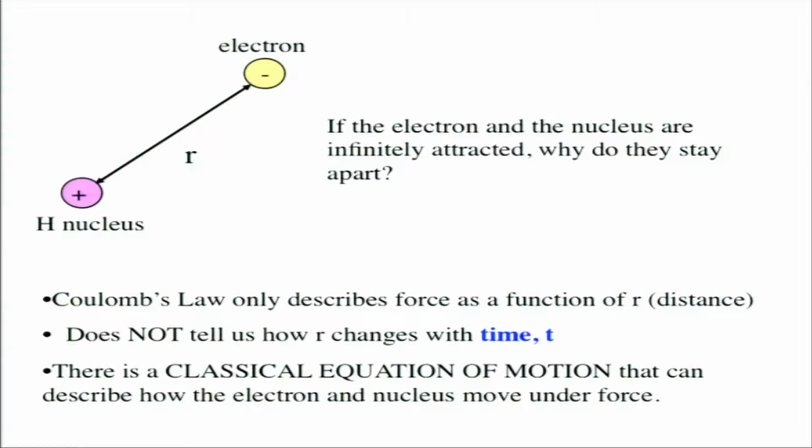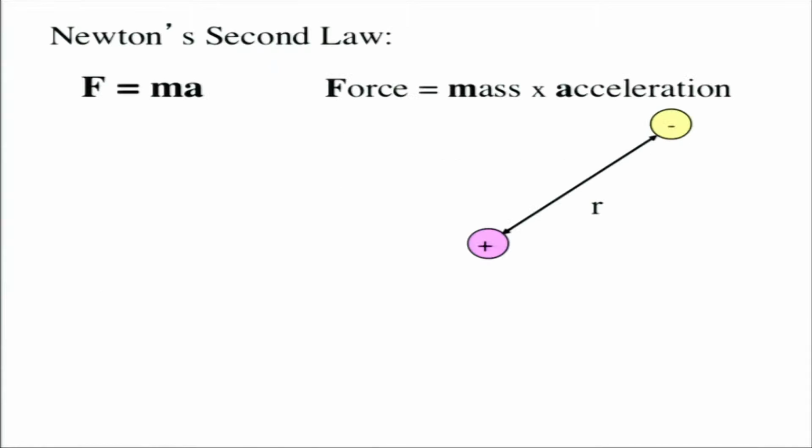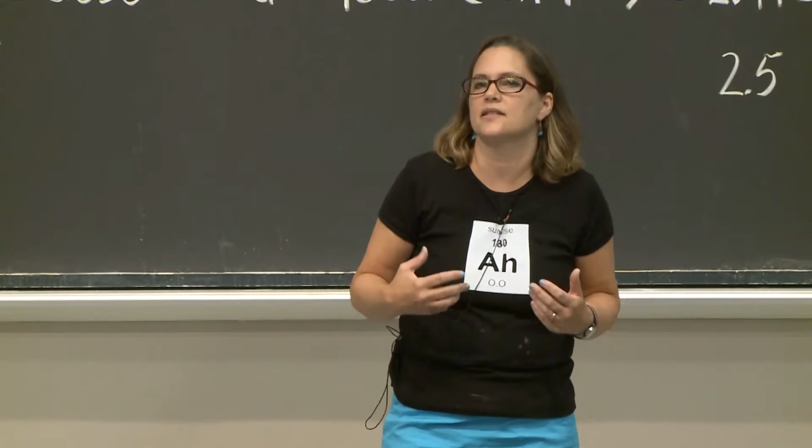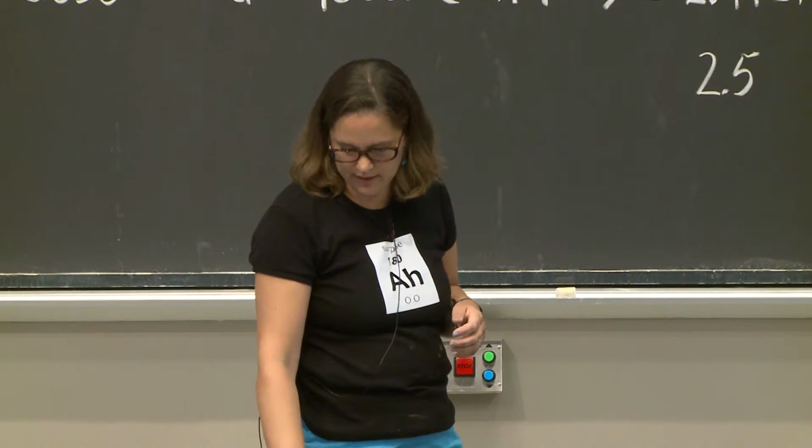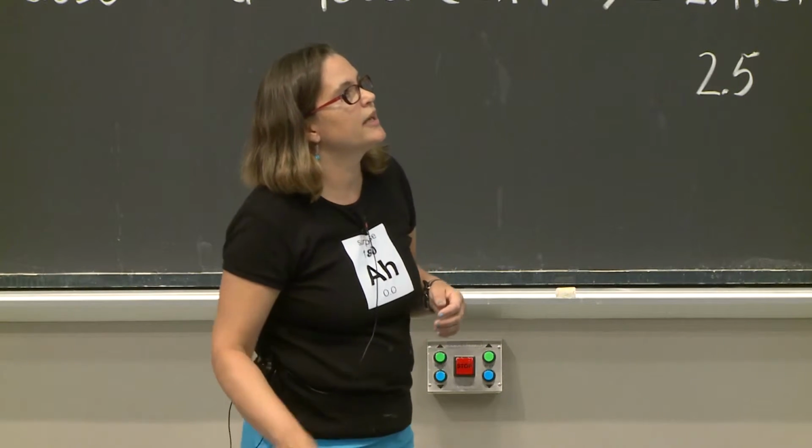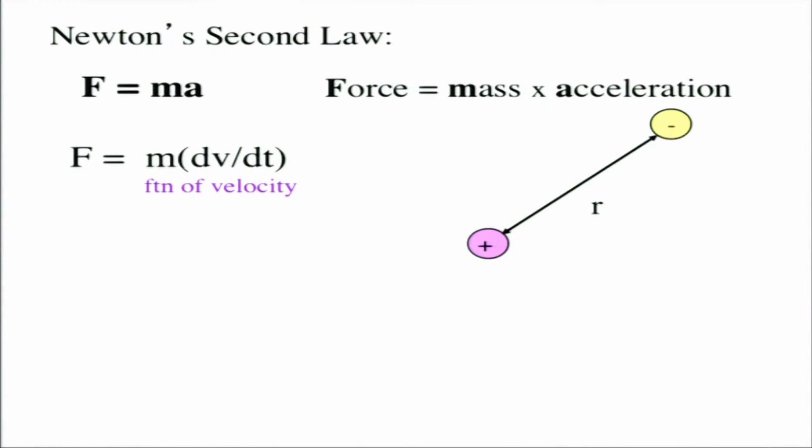We need a classical equation of motion that can explain how the electron and the nucleus could move under force. So we have our good friend, Newton's second law. We have F equals ma. Force equals mass times acceleration. So let's think about what this tells us about the electron and the nucleus. We can express force as a function of velocity. We can also do that in terms of distance.